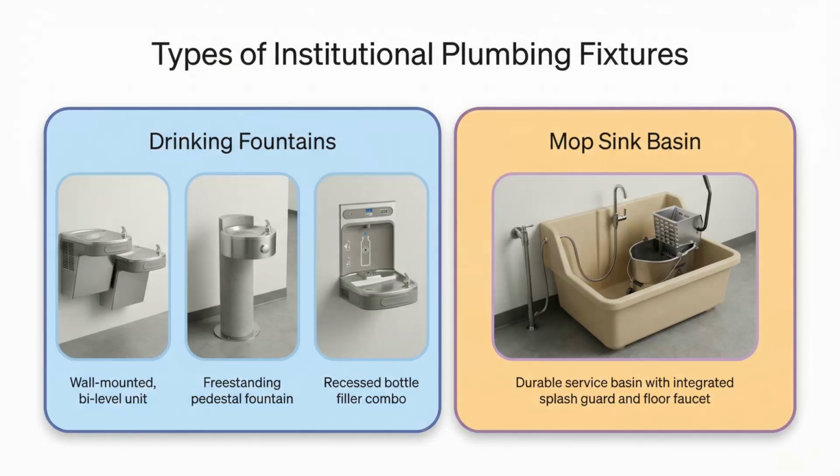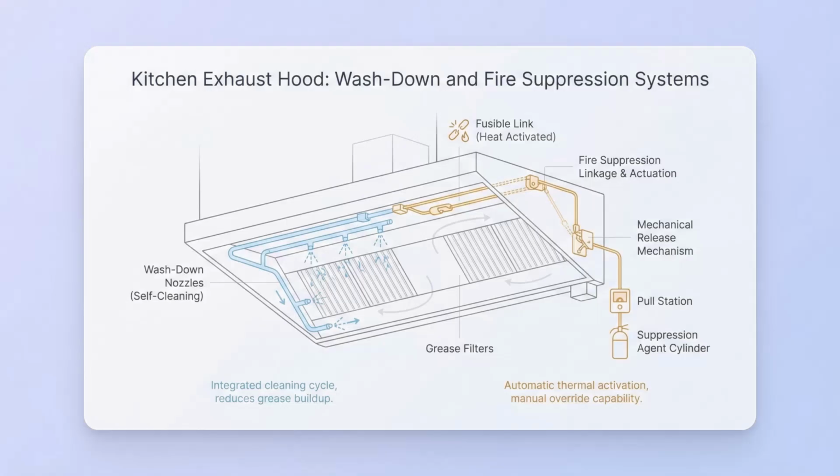Other common commercial fixtures include drinking fountains, which come in various styles and materials, and mop sinks. Mop sinks need to be highly durable to resist stains and rough use, often made from materials like molded stone, terrazzo, or cast iron. Proper ventilation is critical.